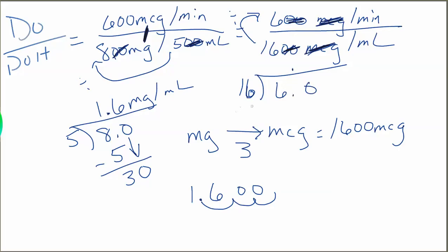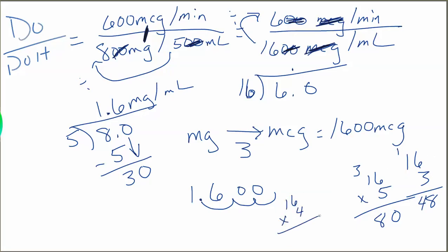So 16, let's go down here, 16 times 5, and that's going to give us what? 5, 6, 7, 8, so that's 80. That's way too high. So let's come down here, let's go to 3. So 6 times 3 is 18. Add the 1 there, that's 48. Let's do 16 times 4 just to make sure, and that's going to give us 64. So that's not the right thing. So we definitely want to go with 3.